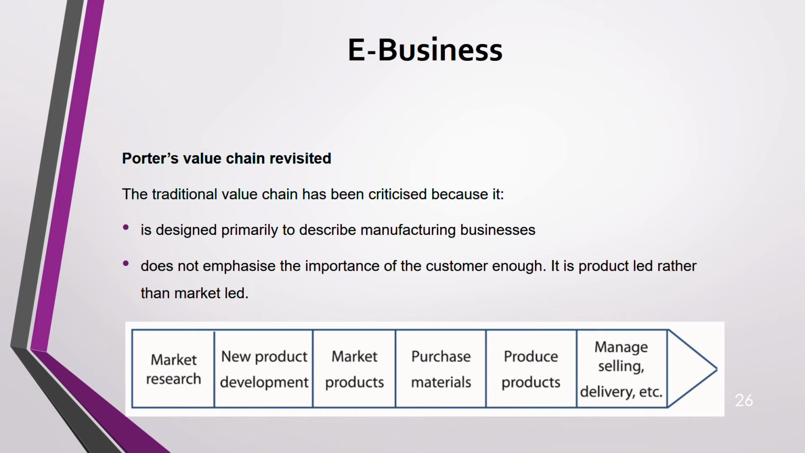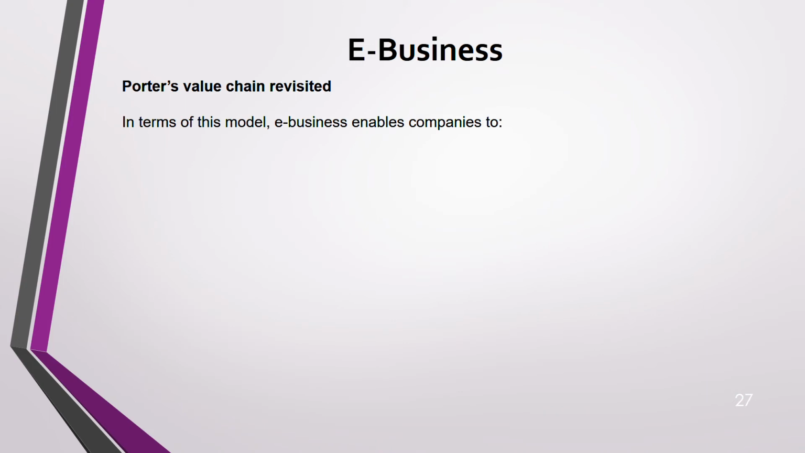As you go through this: market research, then new product development, then we market the product, we purchase the material, we produce the product, and we manage selling and delivery. This is the traditional value chain, where we make the product and we try to push. But in terms of this model, e-business enables companies to do what? How can e-business help?